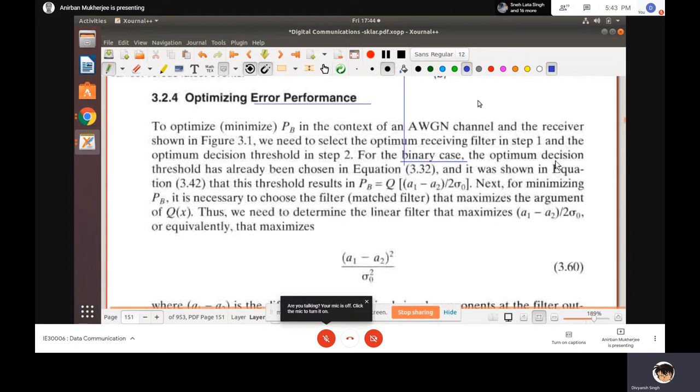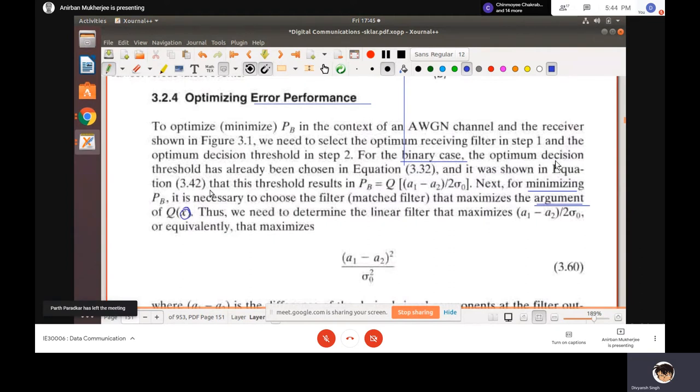Now, please remember that I want to minimize this PB, so it is necessary to choose the filter that maximizes the argument of Q of X. Okay, the argument of Q of X is X.